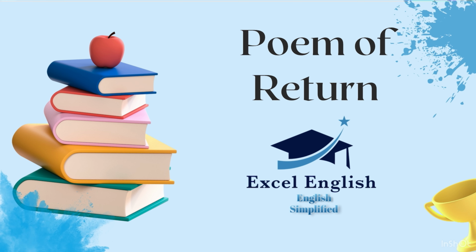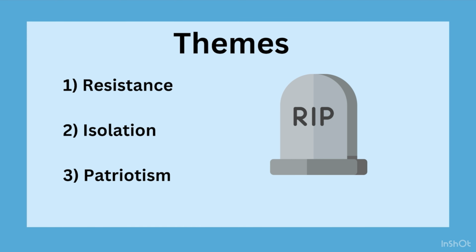Poem of Return discusses the suffering that the people of the speaker's homeland faced in their fight for liberation, and the guilt that he felt for leaving his homeland behind. There are three main themes for the Poem of Return. An easy way to remember this is with the acronym RIP.